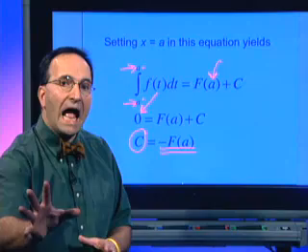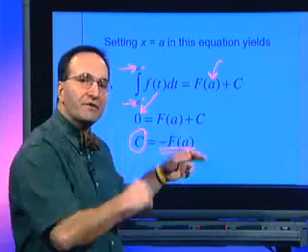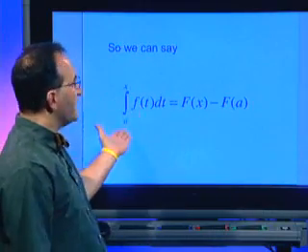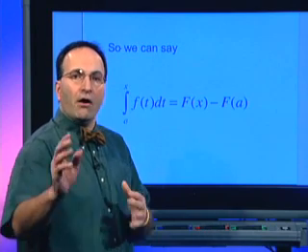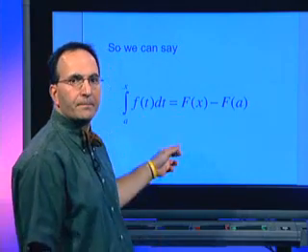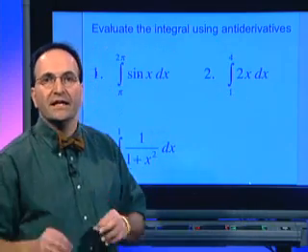And what we can do now is substitute that back into the equation on the previous screen, and we come up with this equation, which tells us that the integral from a to x of f of t dt is equal to capital F of x minus capital F of a. All right, let's try some examples and apply this particular theorem. Evaluate the following integrals using antiderivatives.